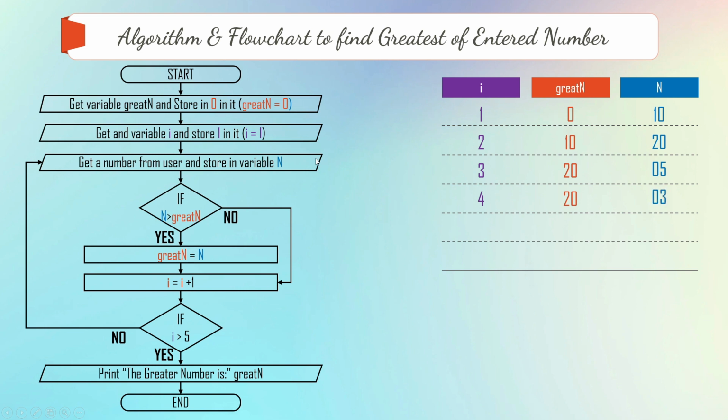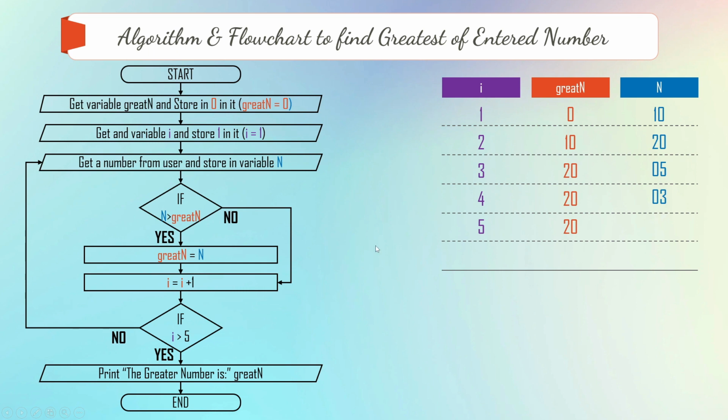Suppose the user enters 3. Now again, it will check if N is greater than greatN. Is 3 greater than 20? No, it is not greater. So it will come here and go to I equals I plus 1. So 20 will remain as it is, and 4 will be incremented and becomes 5. In this condition, is I greater than 5? No, I is equal to 5, not greater than 5. So it will go to no and get another number from the user.